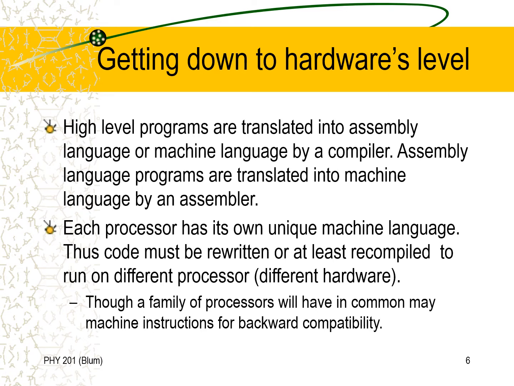And each processor is going to have its own unique machine language. And so then all the code that you have is going to have to be rewritten, or if it's a high enough language that they all share, at least recompiled, so then it can be run on the different processors, on different hardware. Now, families of processors, say everything in the Intel family, will have a lot of common machine language instructions, and this will give them some backward compatibility to prevent some of these problems.